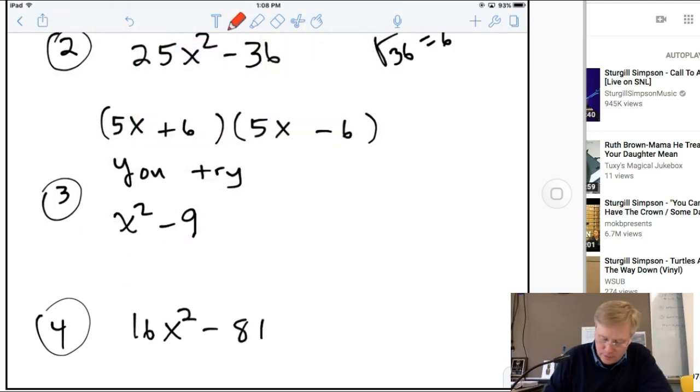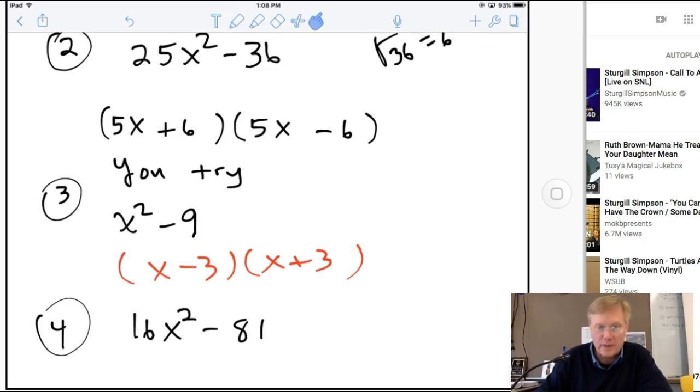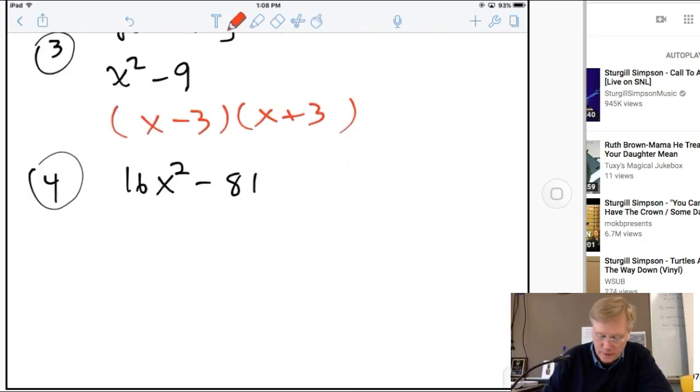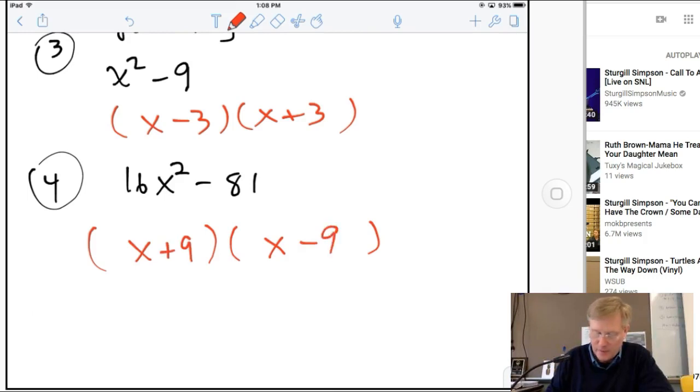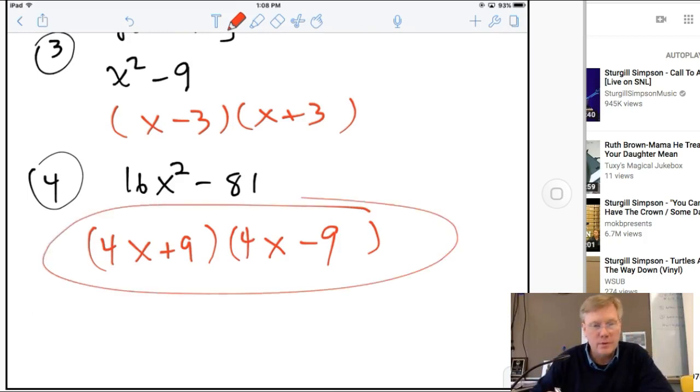Okay, so if you did these correctly, you should have gotten x plus 3 and x minus 3, in any order. You could have put the x plus 3 first, so the x minus 3 second. Second one, it's the same idea: x, square root of 81 is 9, so it's plus 9 minus 9, and then the square root of 16 is 4. So that's your answer, 4x plus 9, 4x minus 9.